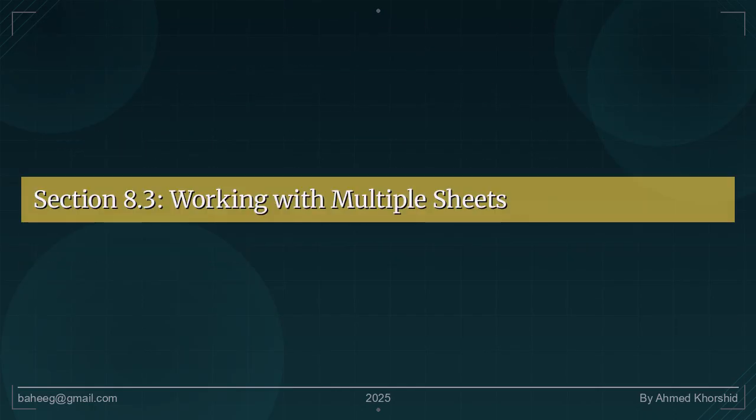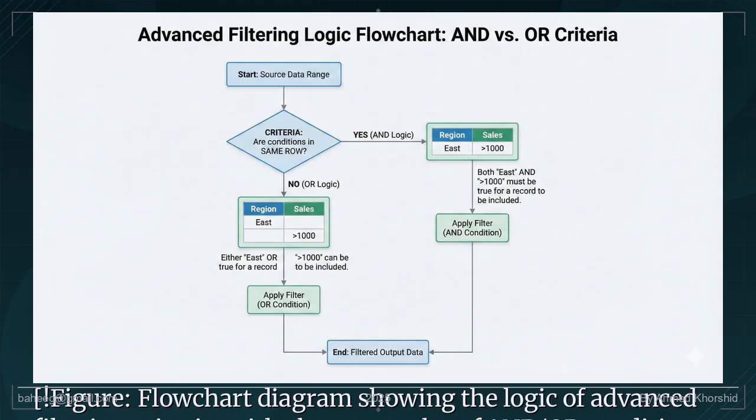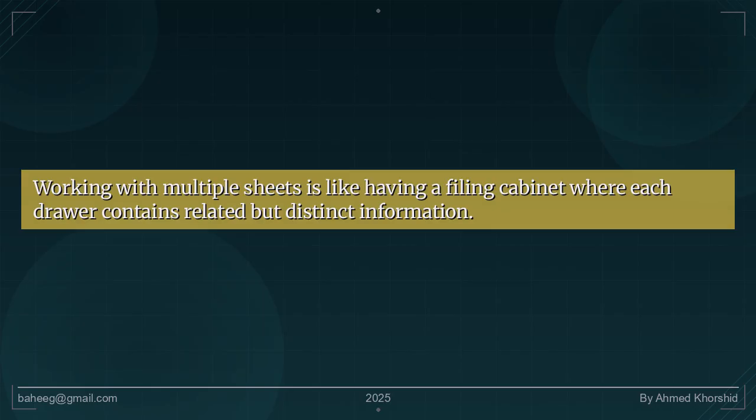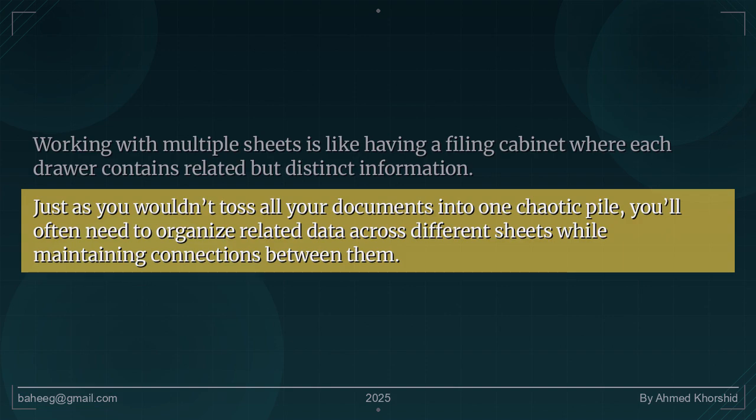Section 8.3, Working with multiple sheets. Figure, flowchart diagram showing the logic of advanced filtering criteria, with clear examples of AND/OR conditions laid out in a criteria range format. Working with multiple sheets is like having a filing cabinet where each drawer contains related but distinct information. Just as you wouldn't toss all your documents into one chaotic pile, you'll often need to organize related data across different sheets while maintaining connections between them.